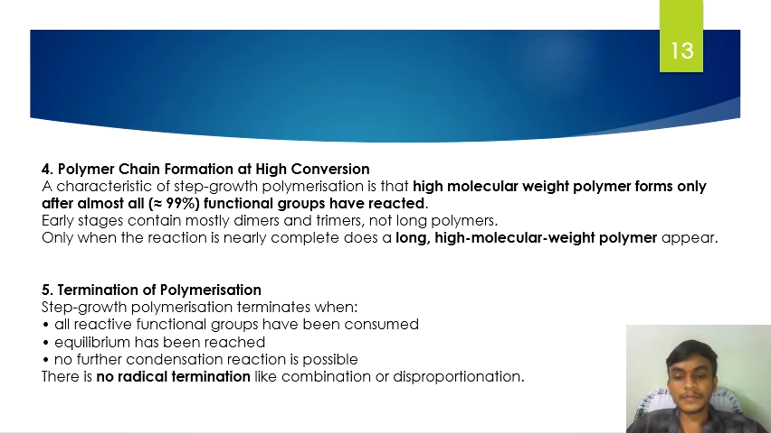A unique feature of step growth polymerization is that high molecular weight polymer appears only when almost all functional groups have reacted, typically around 99% conversion. In the early stages, only low molecular weight species such as dimers or trimers are present.